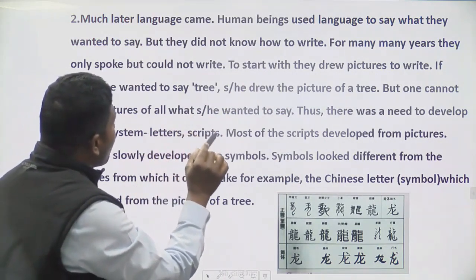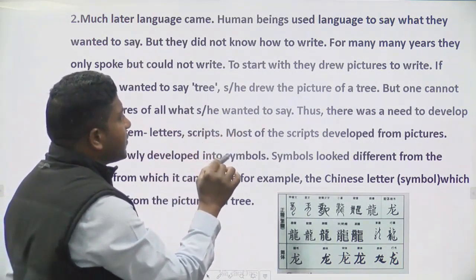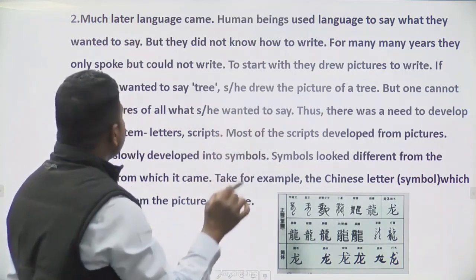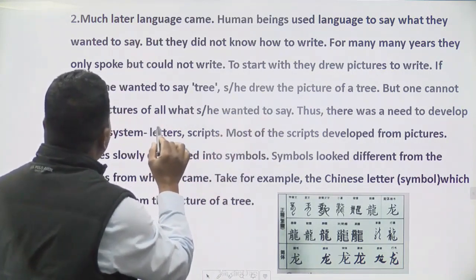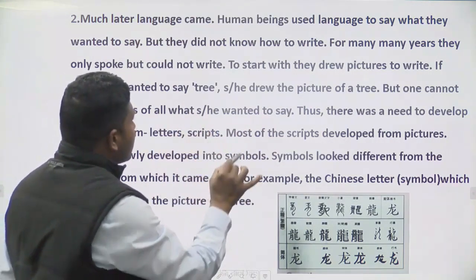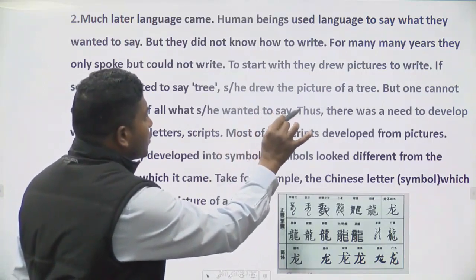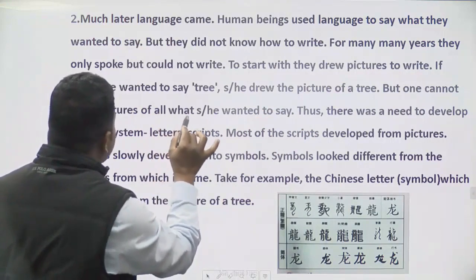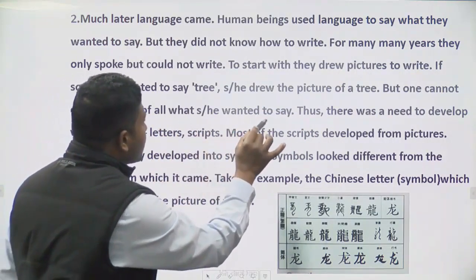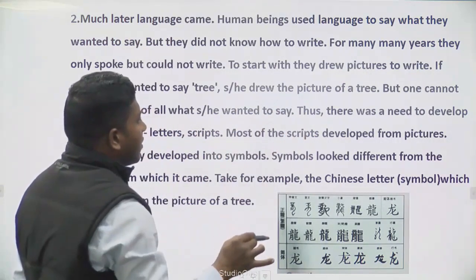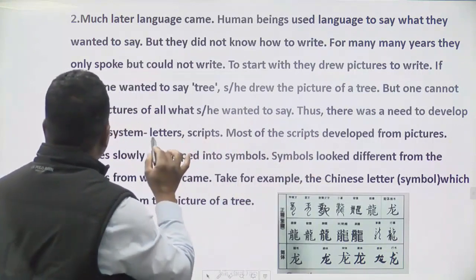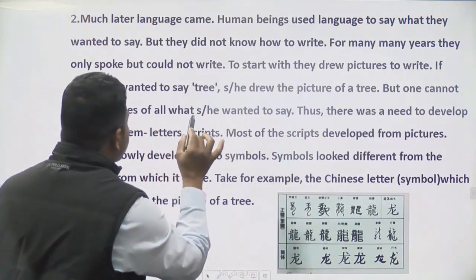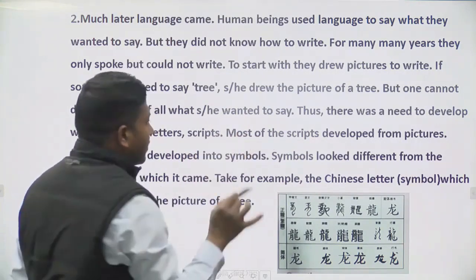But they did not know how to write. For many, many years, they only spoke but could not write. To start with, they drew pictures to write. If someone wanted to say tree, she or he drew the picture of a tree. But one cannot draw pictures of all what she or he wanted to say.